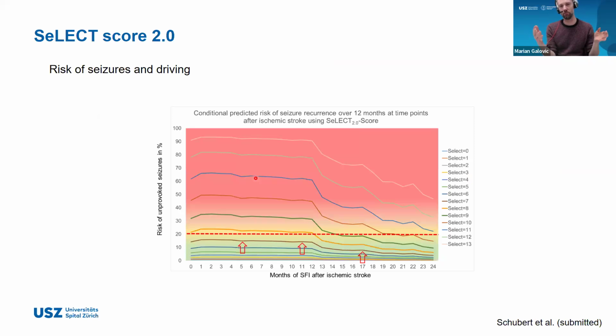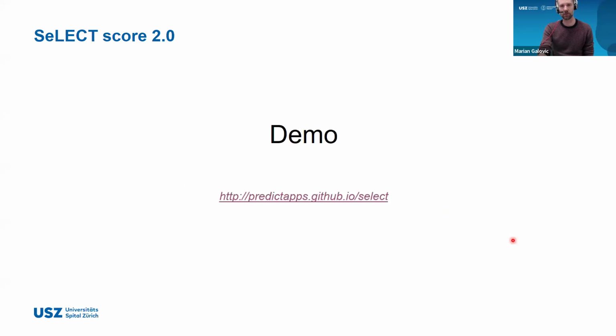So let's imagine that Rosa wants to drive the car. She has recovered very nicely from the stroke, and she asks you, when is the time that I have a low enough risk of seizures that I'll be allowed to drive the car? In Europe, our regulations say that the risk of seizures in the coming 12 months needs to be below 20%. So this is this red line here. Based on the SELECT score, you can also calculate how long she needs to wait until this threshold is reached. That's an evidence-based help to our recommendations that are based on some other factors.